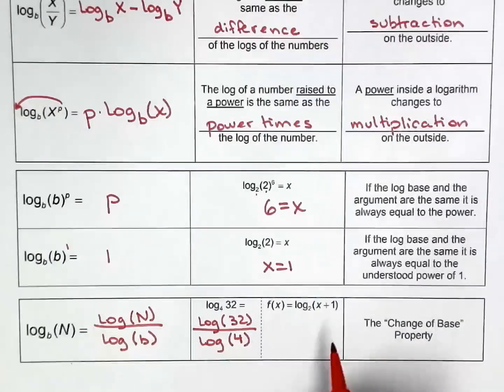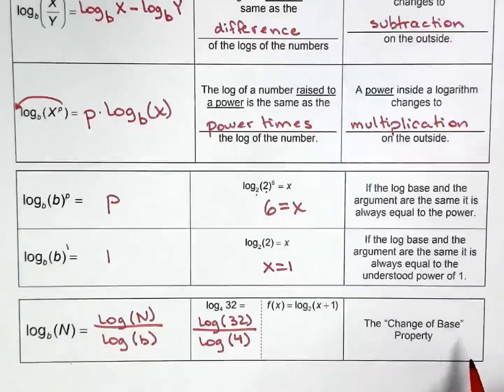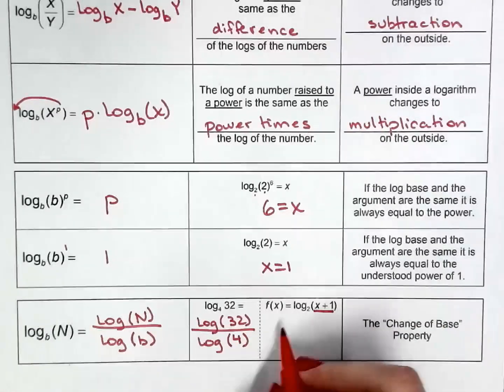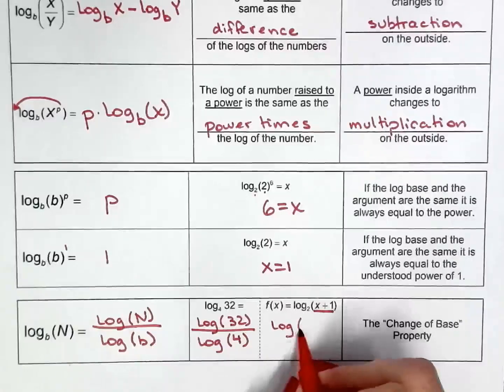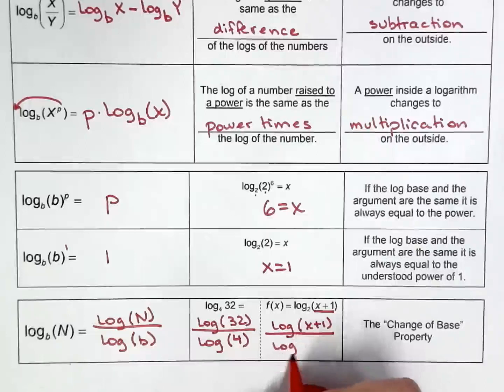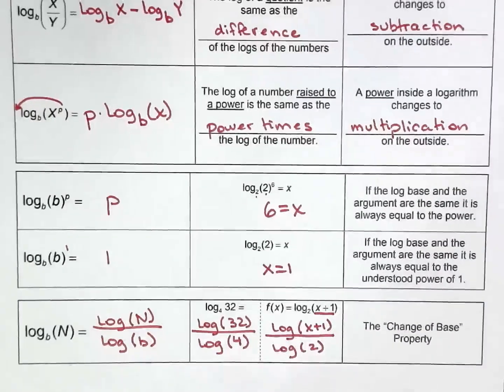Now we will get to the point where we're solving equations using the log properties. So we're going to work the same way. Think about x plus 1 being the argument. So log of the argument, x plus 1, over log of the base, in this case, 2.